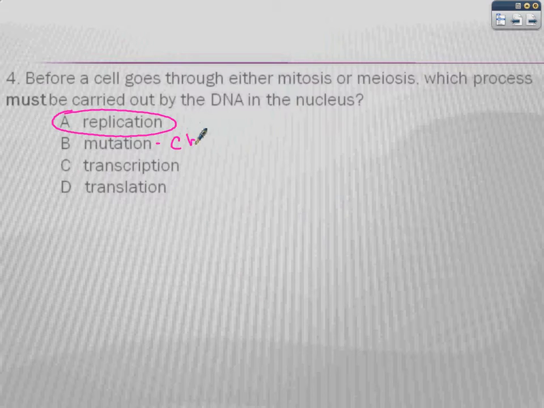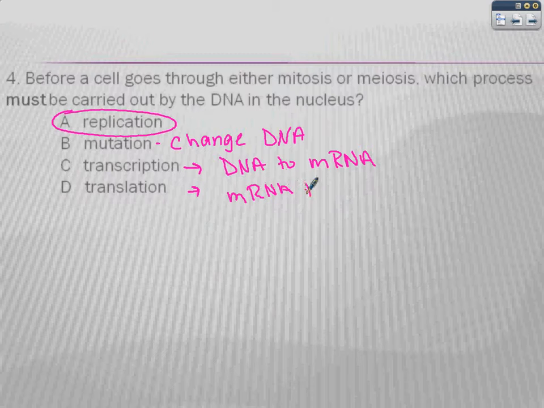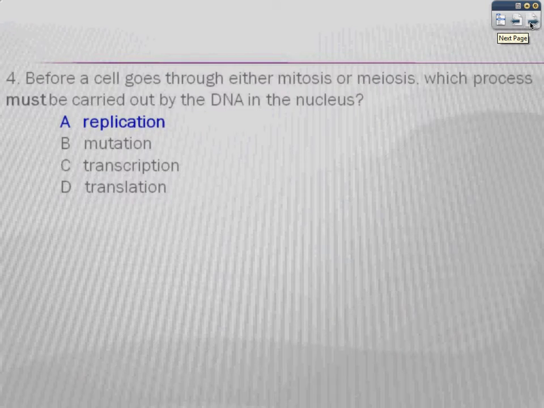A mutation, that's a change in the DNA. Transcription, that is going from DNA to mRNA. It's part of making a protein. And then translation is going from mRNA to protein. And then, of course, replication, you're making a copy of the DNA. And you got to have a copy of the DNA to go to the new cells. And so, A, replication, is of course the correct answer.